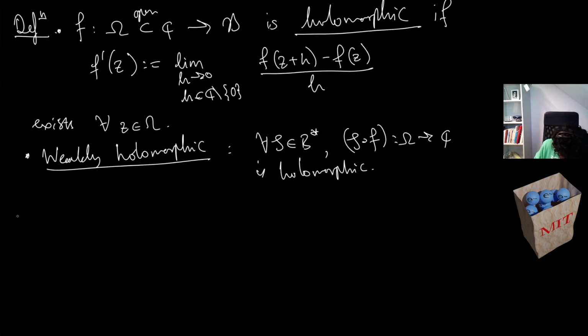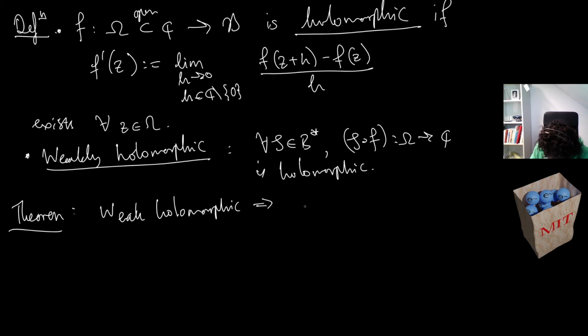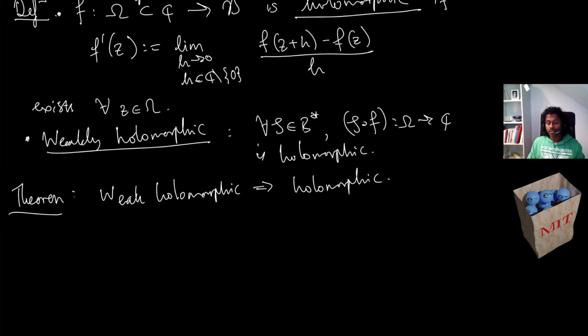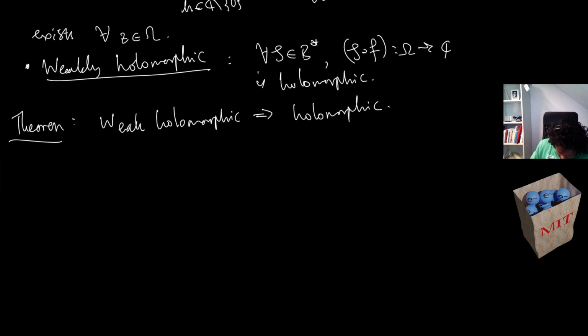A very important theorem that is in the very classic literature is that, so it's clear that holomorphic implies weakly holomorphic, but the other direction is also true. So this really allows one to lift a lot of the results from complex analysis to holomorphic functions which are valued in the Banach space setting. Okay.